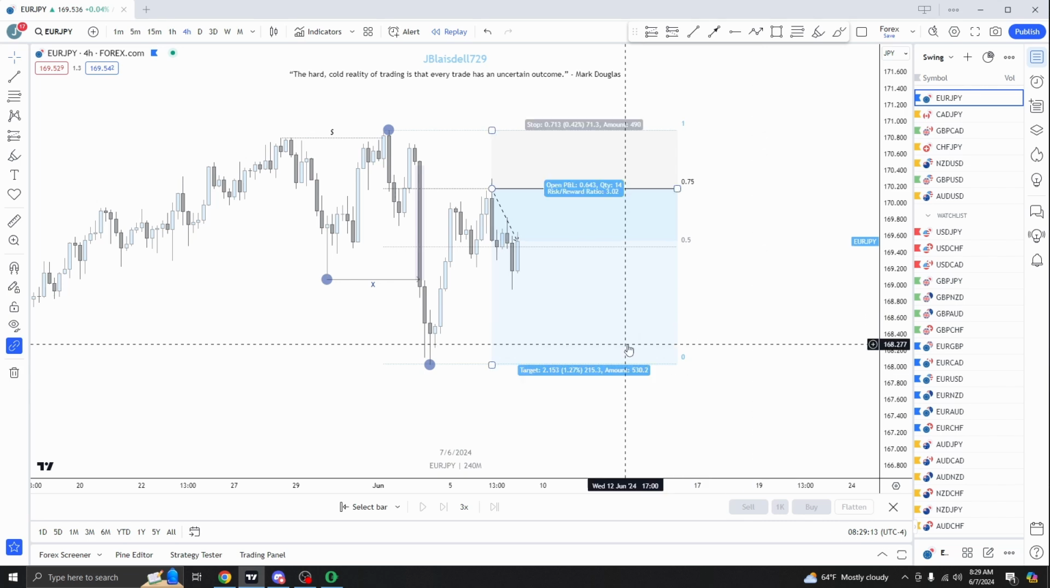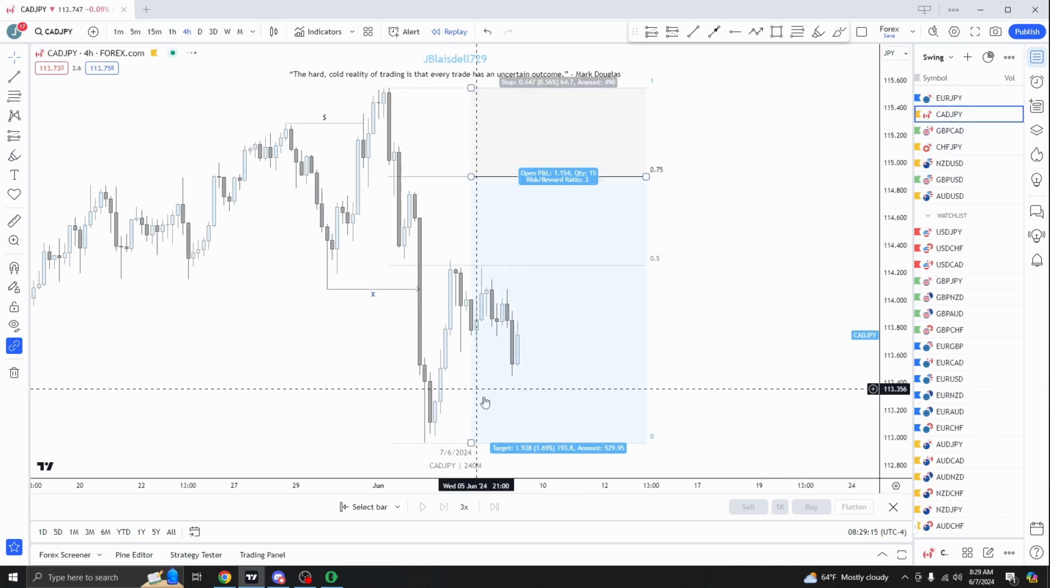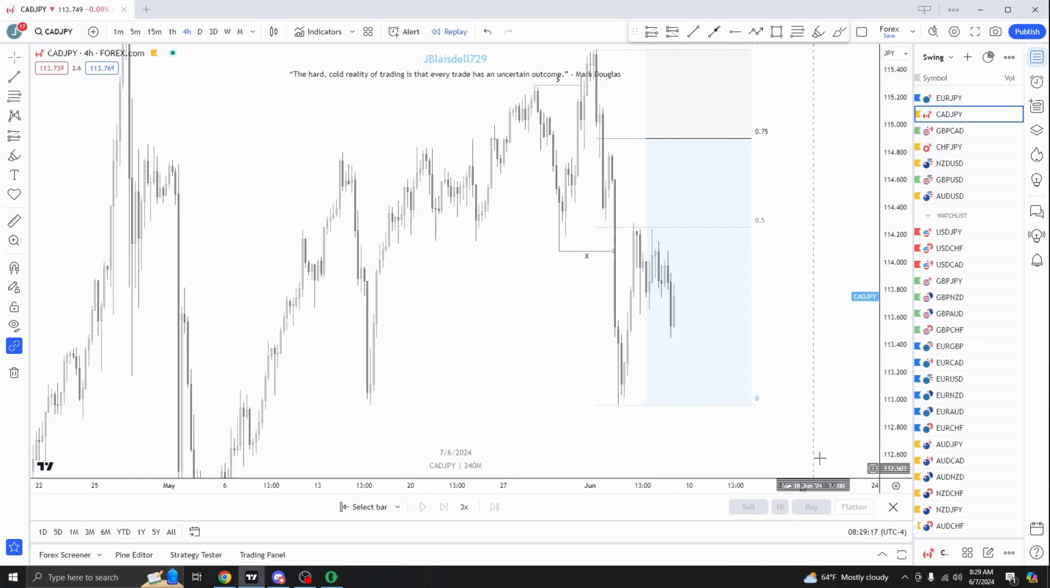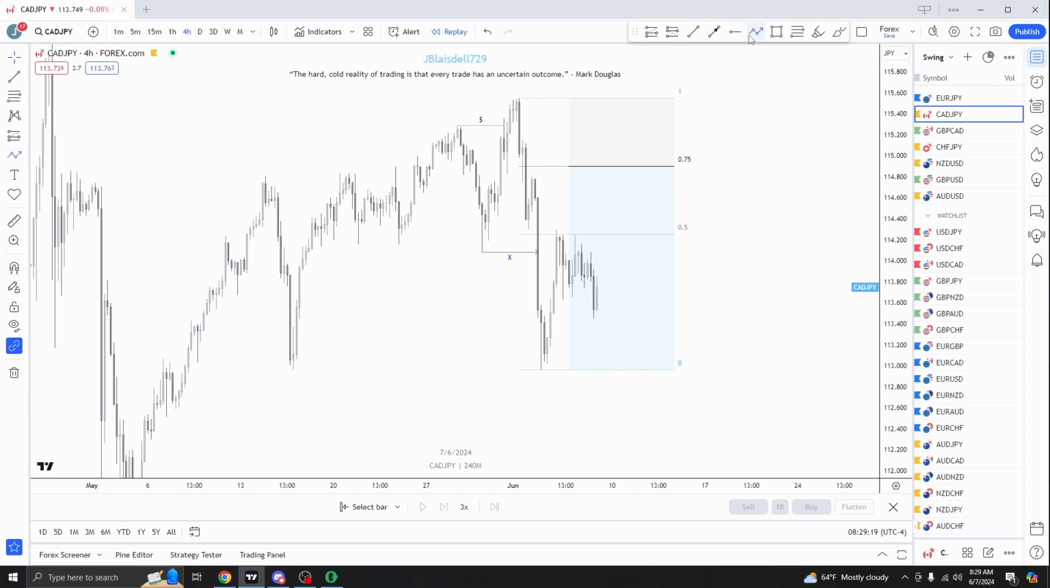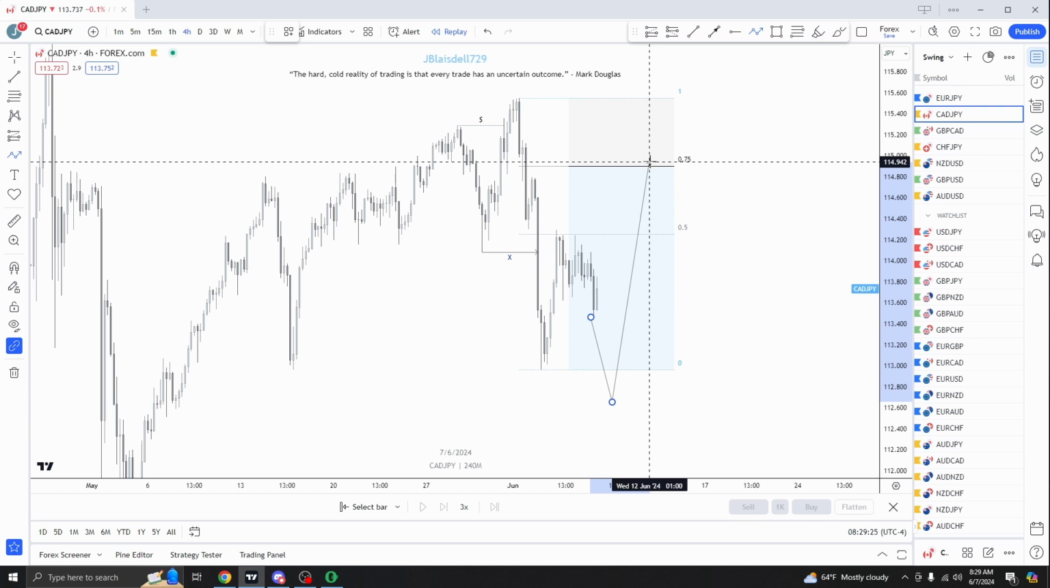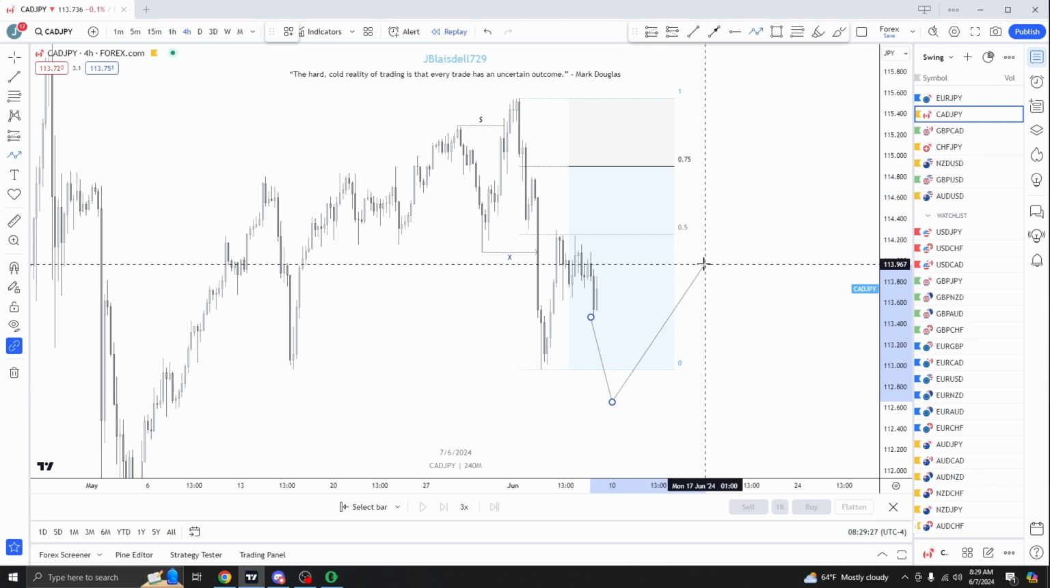On CAD JPY, if price pushes down beyond the recent lows, yeah, I would definitely cancel there. So if price did come down past here, I would most likely cancel. That's when I think the range, in my opinion, is just getting a bit extreme.